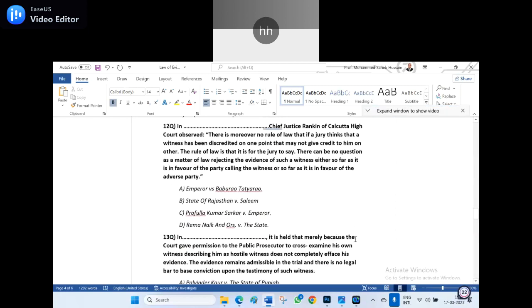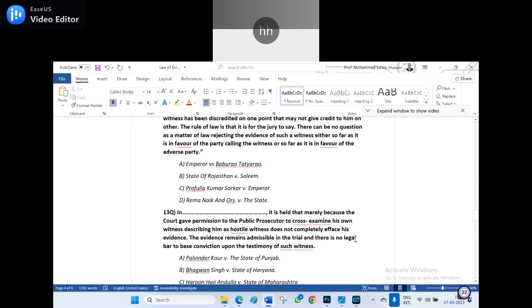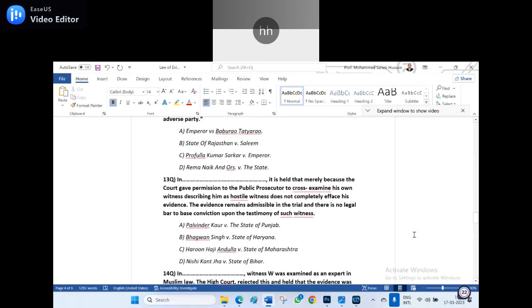Now 13th question. In dash, it is held that merely because the court gave permission to the public prosecutor to cross-examine his witness, describing him as a hostile witness, does not completely efface his evidence. The evidence remains admissible in the trial and there is no legal bar to base conviction upon the testimony of such witness. A. Palvinder Kaur versus State of Punjab. B. Bhagwan Singh versus State of Haryana. C. Harun Haji Abdullah versus State of Maharashtra. D. Nishikant Jha versus State of Bihar.